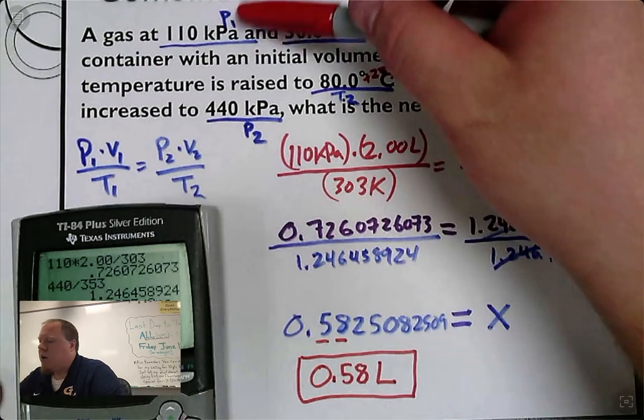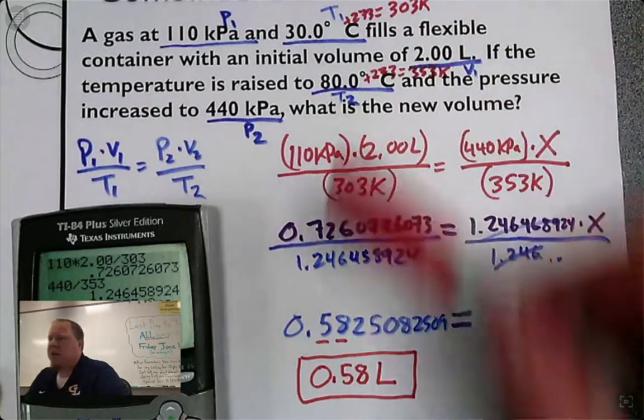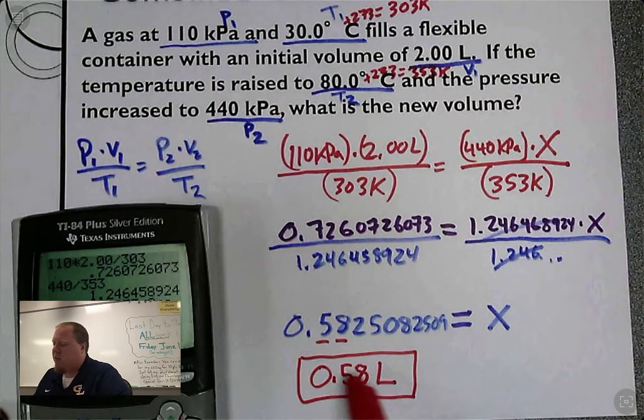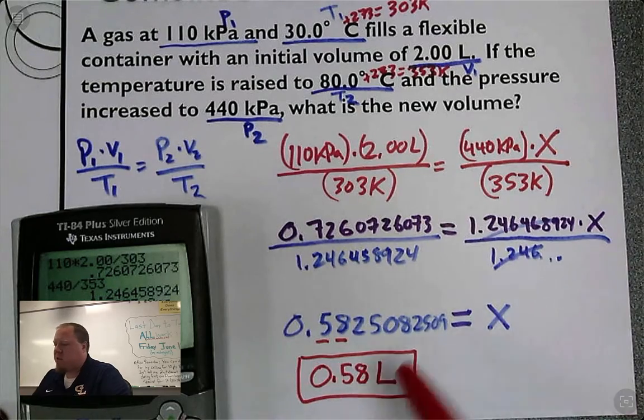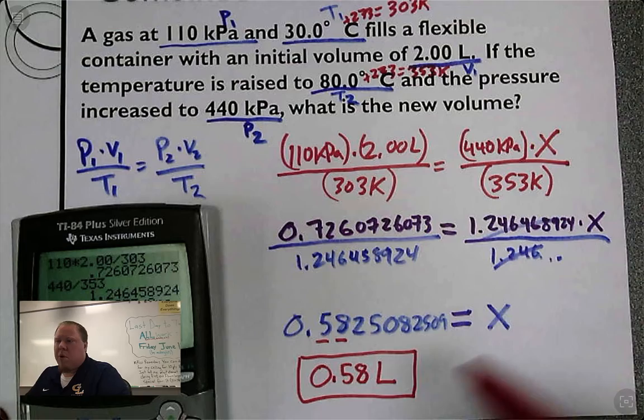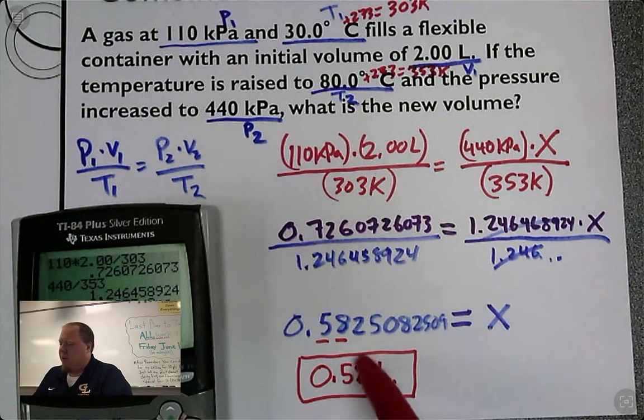Because I raised the pressure and raised that temperature. Okay, if I just raised the pressure, it would go down even more than this. I think it would go down to 0.5 liters. But since I raised that temperature, that actually made the volume go up instead of down. So it goes up a little bit. And that is the combined gas law.